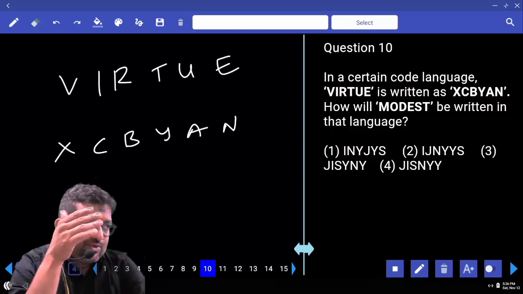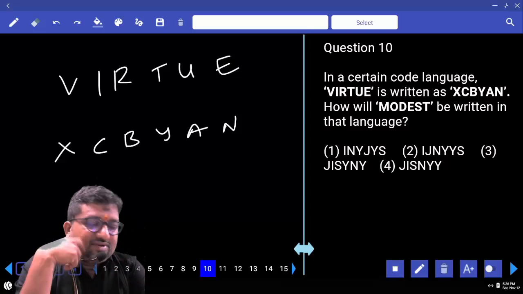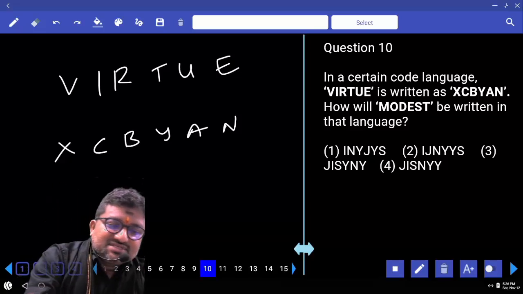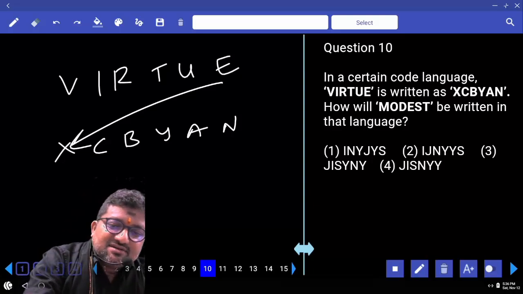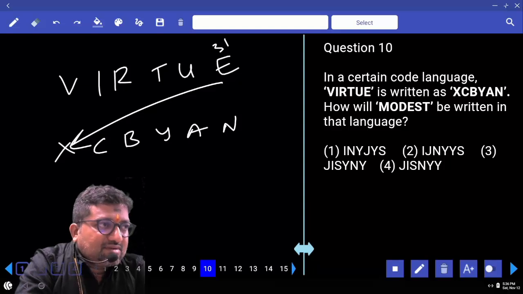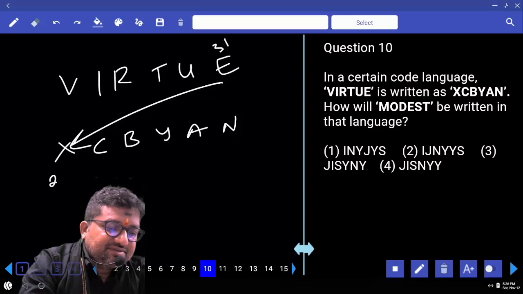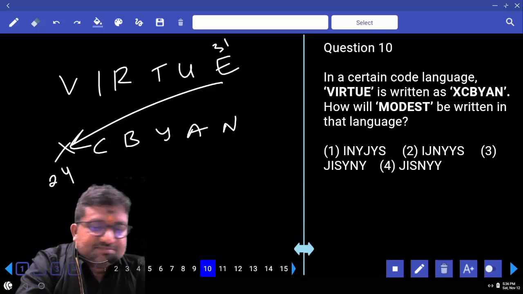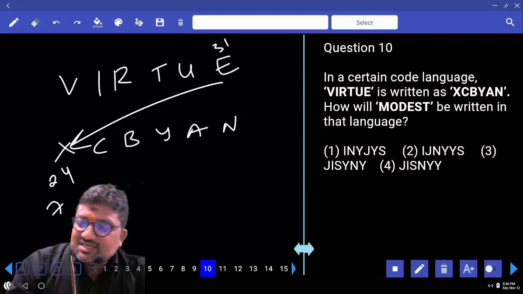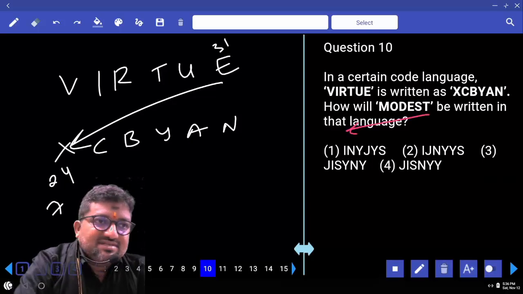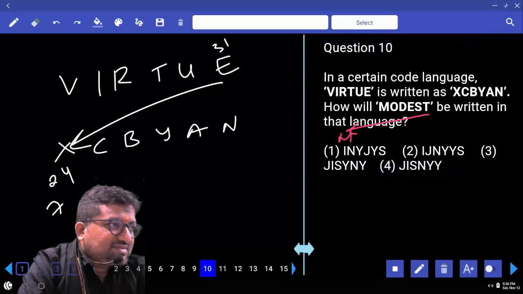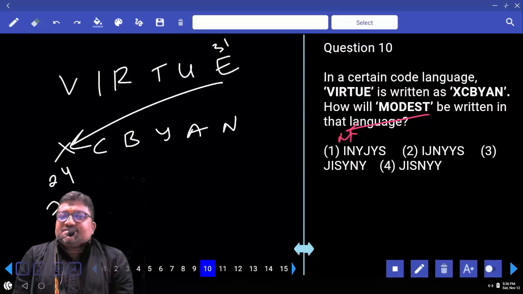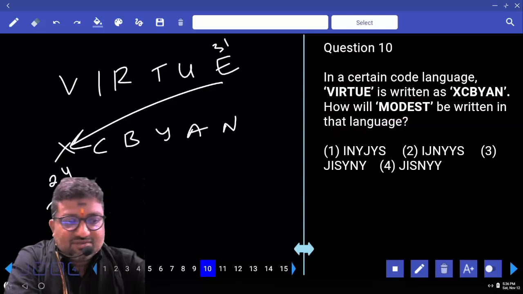We'll go in reverse. When you don't get the answer with letter to letter, we'll try to solve it in reverse. This is E and this is X. E can be written as 31. Because 31 minus, this is 24. How much? 7. Last letter is T. T minus 7, that is 20 minus 7, that is 13. Your answer should start with M kada. Is there any option starting with M? No. This is also not my answer.